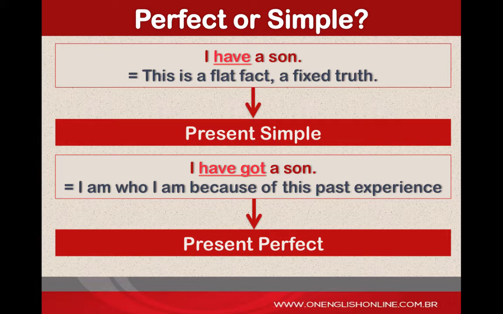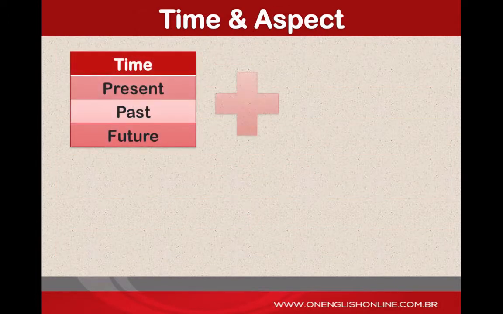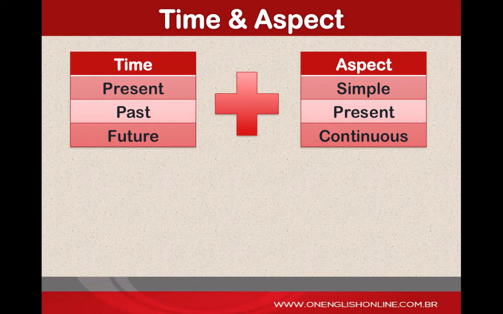But don't try to translate this into Portuguese. You must understand that these two forms convey different meanings. So, here's the thing. Verb tenses in English are a combination of time and aspect.